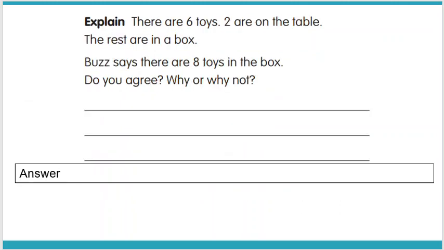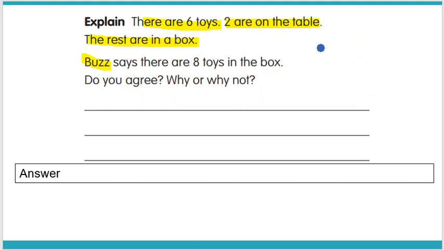All right, so here we have a student or a person who's solved the problem. Buzz has come back. So if you've watched some of the other videos, you've heard about Buzz already. So you can see here there are 6 toys. 2 are on the table. The rest are in a box. All right, so we have 6 total toys. 2 are on the table and the rest are in the box. So we're going to go ahead and solve this and then check Buzz's work in a second. That's kind of how I like to solve them.